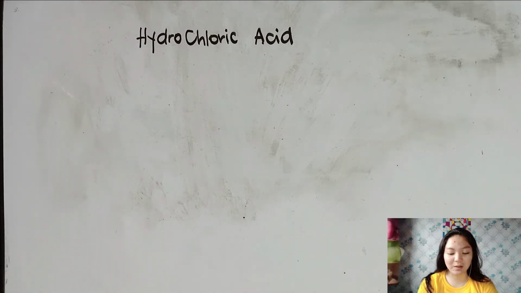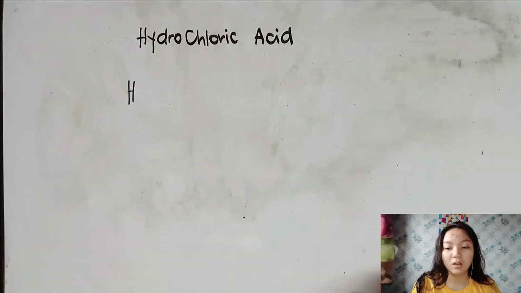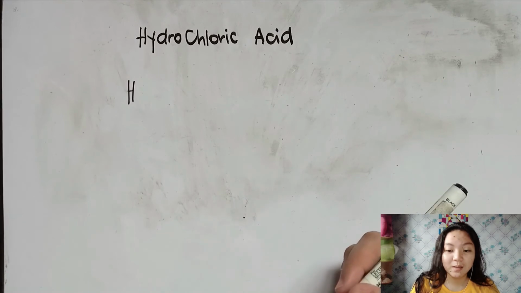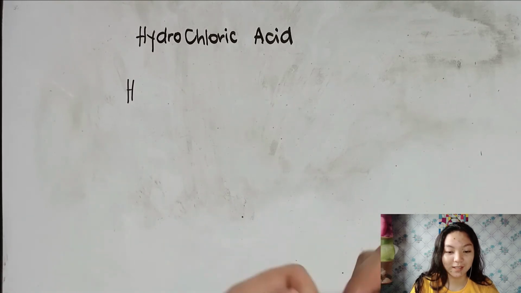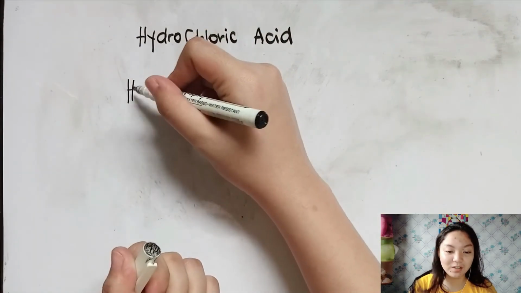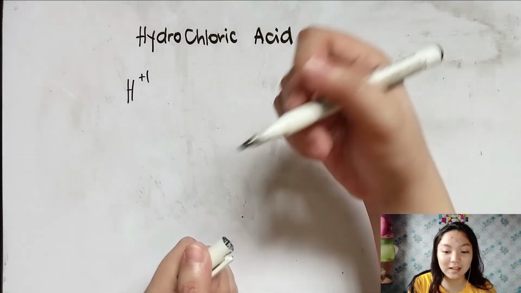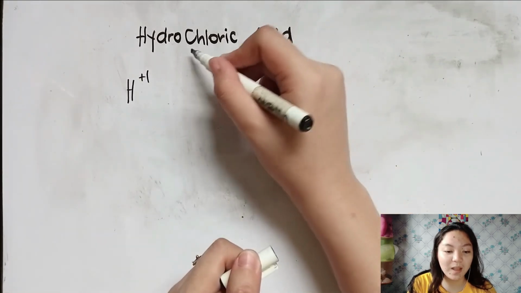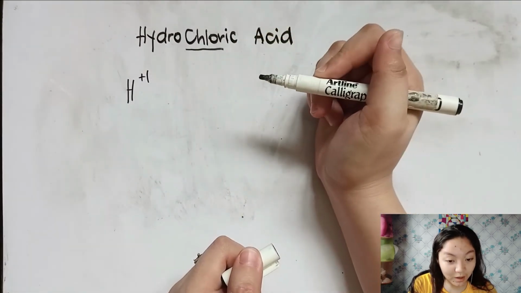Acids dissociate in water to produce hydrogen ions. It means acids are just ionic compounds that contain hydrogen. So therefore, all acids have hydrogen. Going back to our example, we can now take the symbol for this hydrochloric acid: H plus 1, or positive charge 1, and get the root name of the element, and it is chlor, which is chlorine.